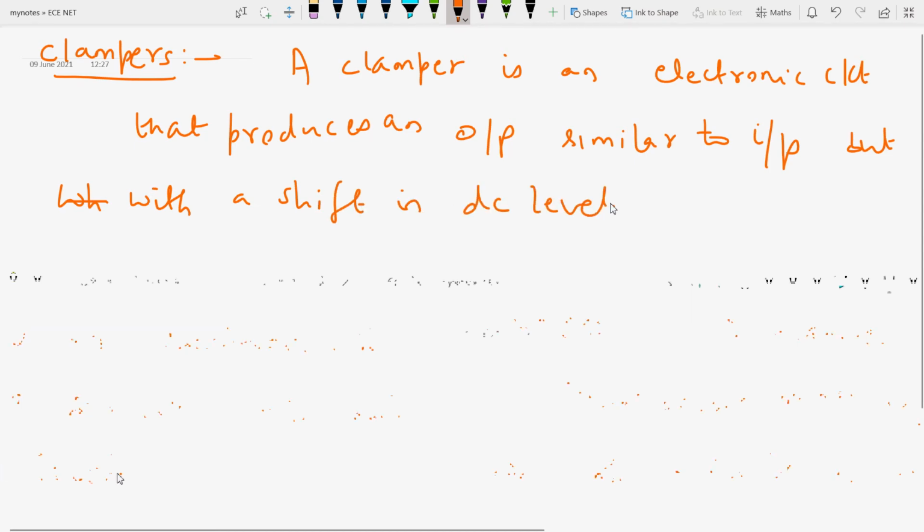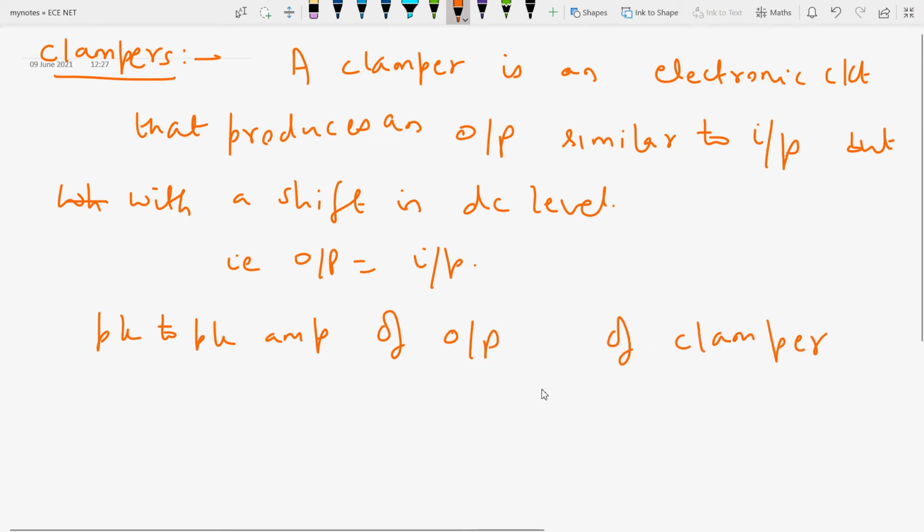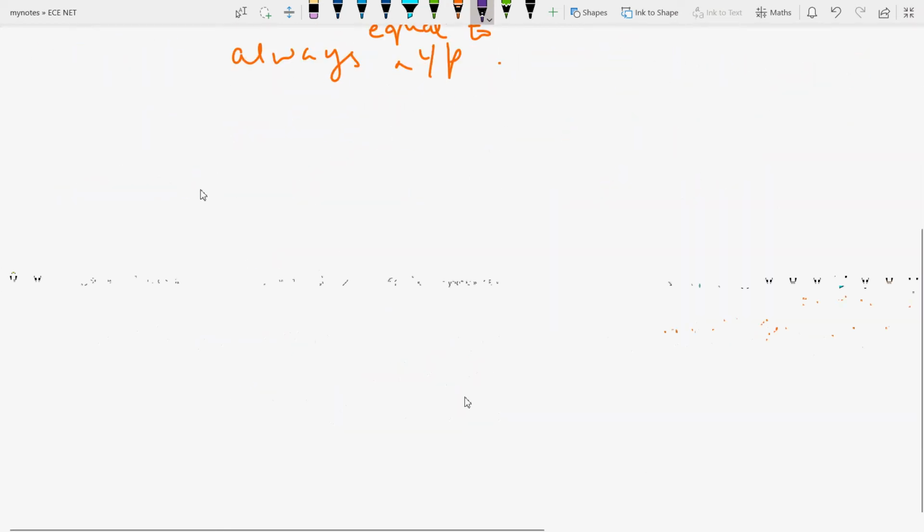Okay, so you can also say that its output should be an exact replica of the input. It should resemble the input exactly. So the peak to peak amplitude of the output of a clamper is always equal to the input. Basically, this is a very important point, always equal to the input.